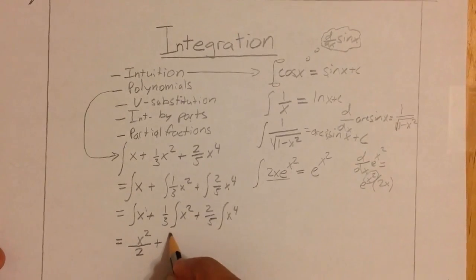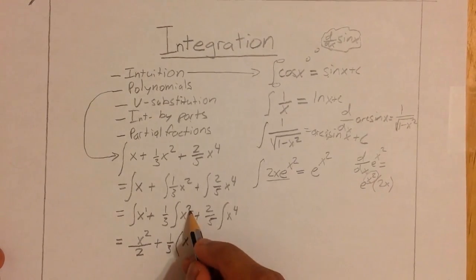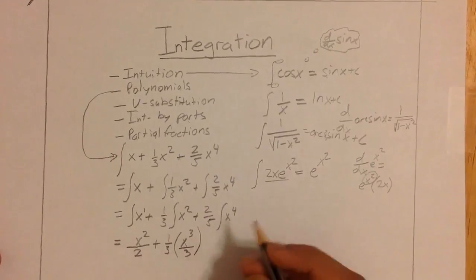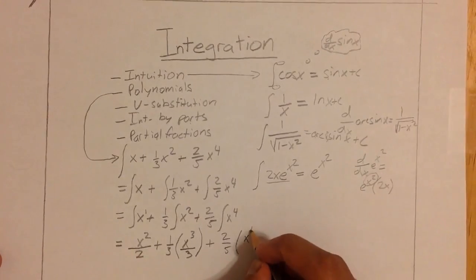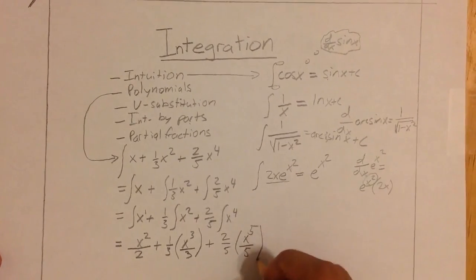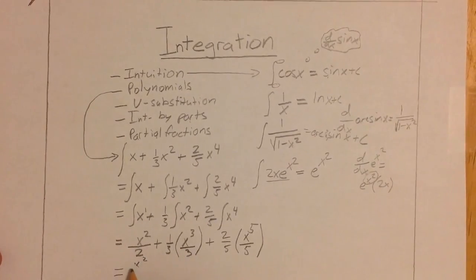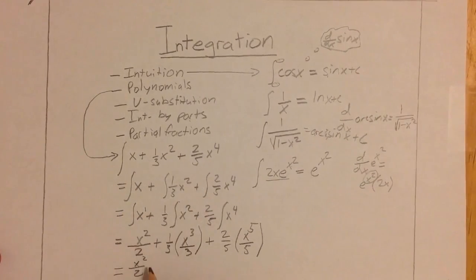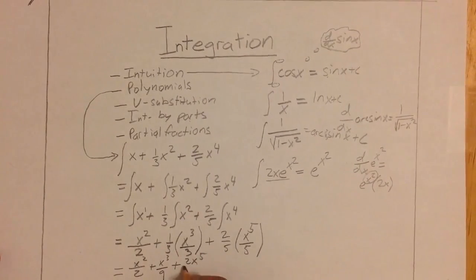Following the same method for the next term, 1/3, we add 1 to this power, 2 plus 1 is 3, and divide by that power, the 3. And the same for the last one: 4 plus 1 is 5, divide by that 5, and that gives you your answer. After some simplification, we find that the integral of this original polynomial is x squared over 2 plus x to the 3rd over 9 plus 2x to the 5th over 25.